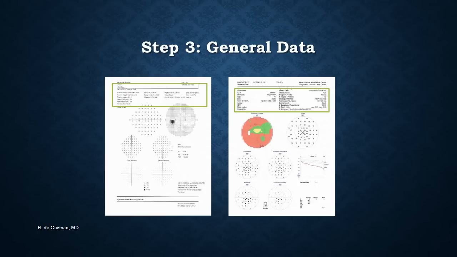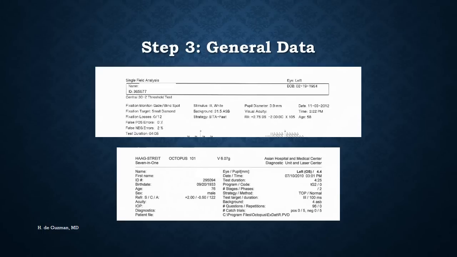Step 3 is the general data. This is where you can find it. And this is what it looks like for the Humphrey and the Octopus.